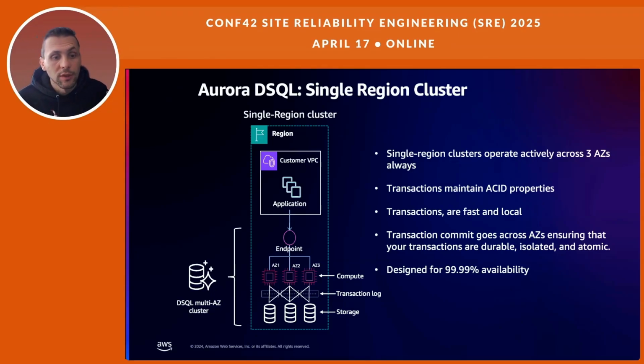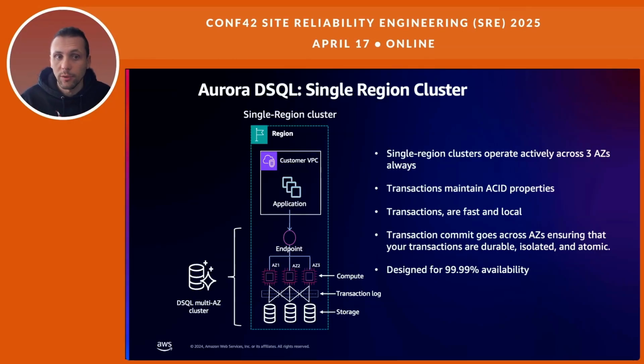The compute, the transaction logs, which you're going to talk about in the future of this presentation, and the storage are actually replicated independently across 3 availability zones. This provides 99.99% availability, and all the transactions are fast and local, and also maintain ACID properties of your database. The transaction commits go across availability zones, ensuring data transactions are durable, isolated, and atomic. Of course, trying to maintain the ACID properties. So this is the single region cluster that it creates.